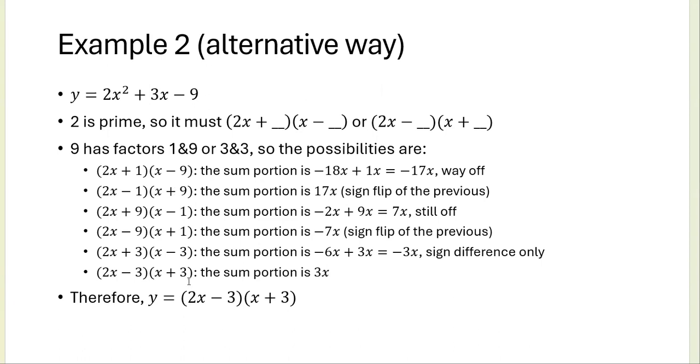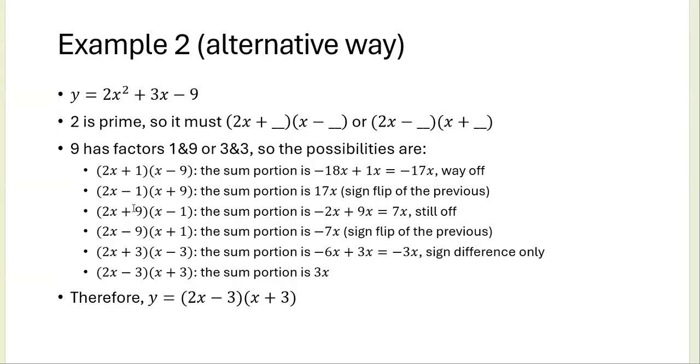Okay. And remember I was saying from experience, you can get that sums are too big or too small, stuff like that. I'm trying to show that more over here and some other tips and tricks, okay? So first possibility, 2x plus 1, x minus 9, okay? Well, if we expand that, we'll notice we have a minus 18x plus x, which is minus 17x, way off from this plus 3x, yeah?